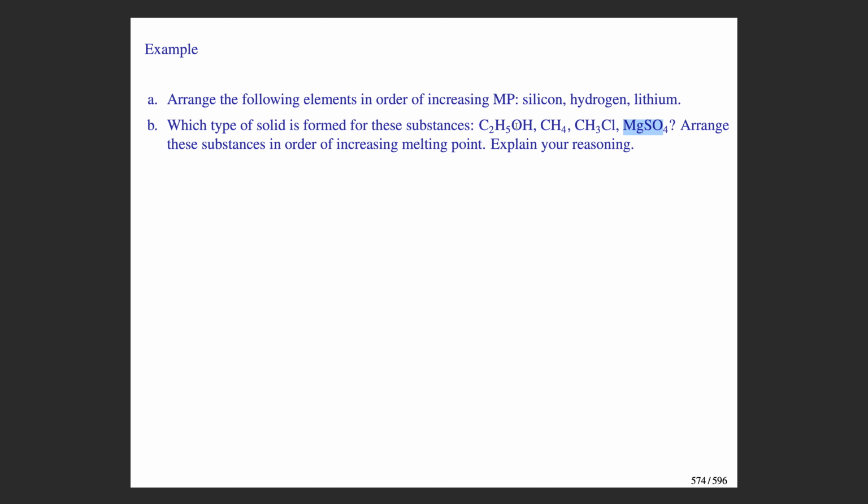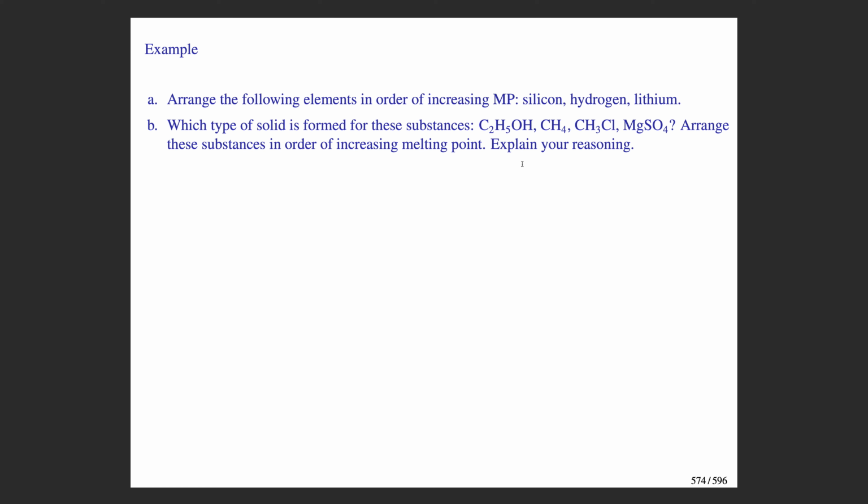Between the other three, we've got all molecular compounds, and so we want to start thinking about the intermolecular interactions that we looked at in a previous section. Methane is nonpolar, and so it only has London dispersion interactions. The other two species, the ethanol and the methyl chloride, are both polar, so they both have dipole interactions. But in addition to the dipole interactions, the ethanol is also going to be capable of hydrogen bonding.